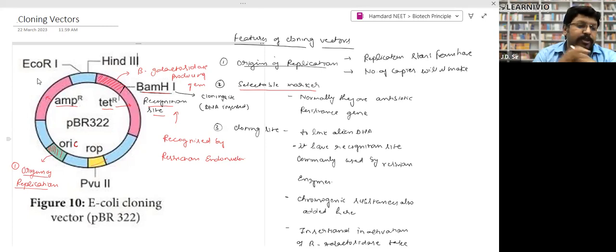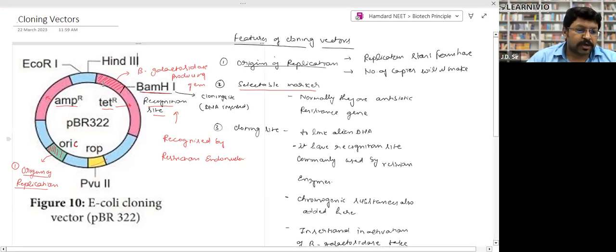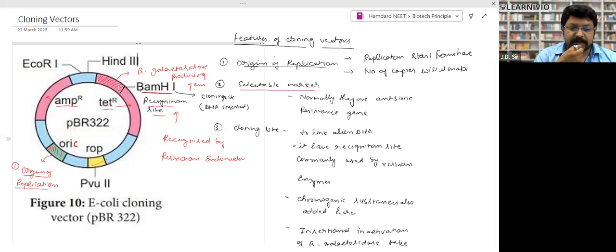But nowadays, one more thing. Now what are we using? Nowadays, we are not using the tetracycline gene. What we are using, in the insertional site, there is a beta galactosidase gene, right? When we insert our gene, the beta galactosidase gene is removed, right? So the recombinant bacteria will not produce beta galactosidase, right?